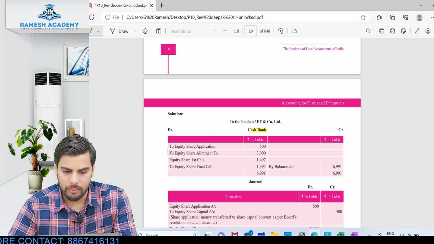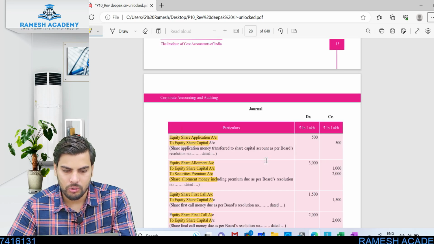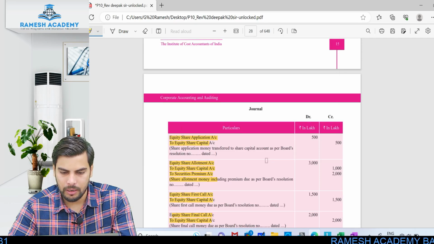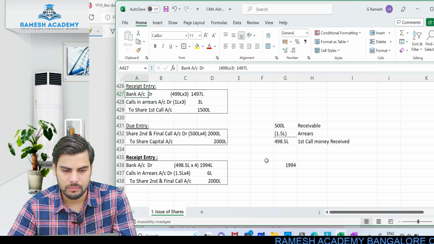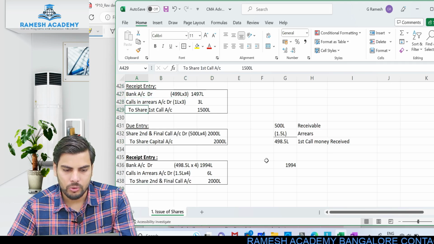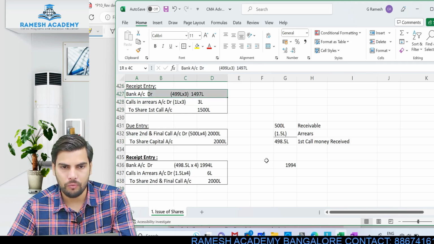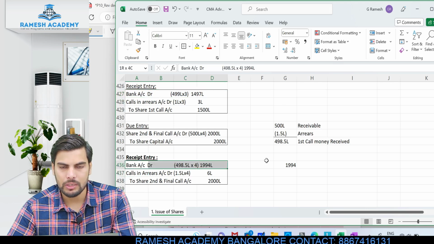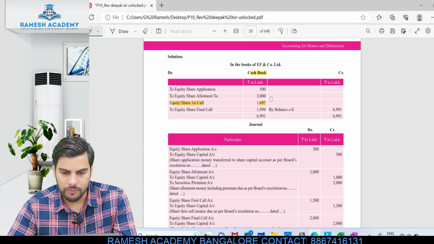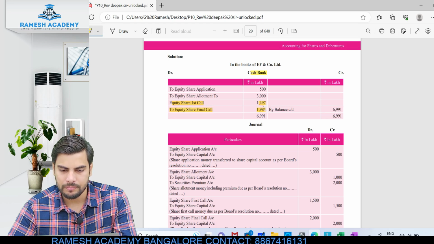So bank account debit to share first call. How much is it? 1497. Look at this. Don't you think the entry we passed here also, just a second, look at the solution: bank account debit to share first call, is debited only to the extent of 1497? Correct? And what about the second and final call? It is 1994. Here also you will be able to see this amount, 1994. Do you find this? Clear?